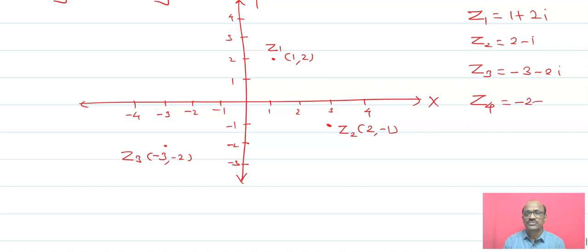Z4 is equal to minus 2 plus 3i. X is negative and y is positive. It is in the second quadrant. X is negative, y is positive. And in this way, we have drawn that Argand diagram.